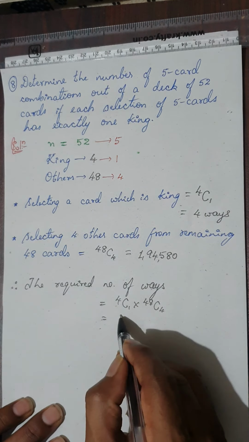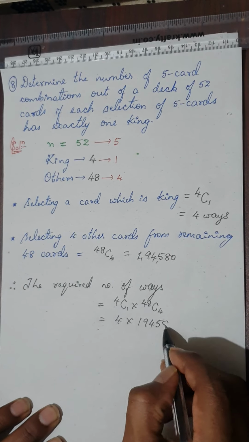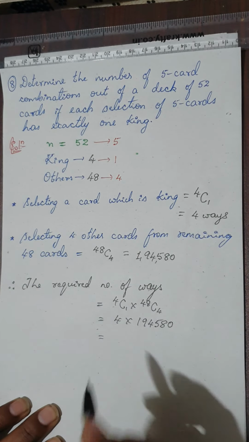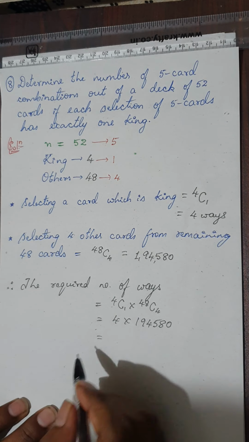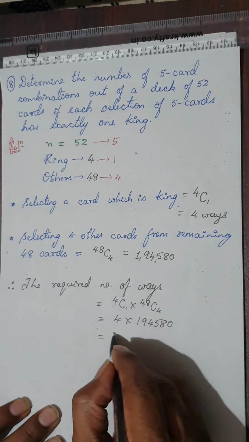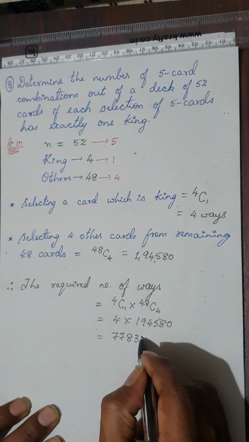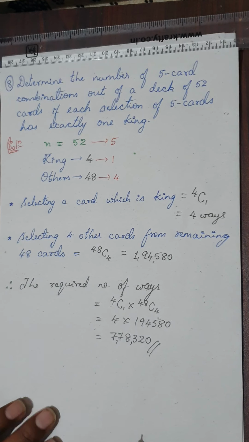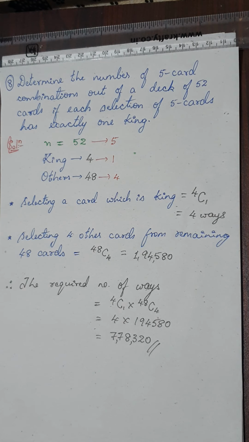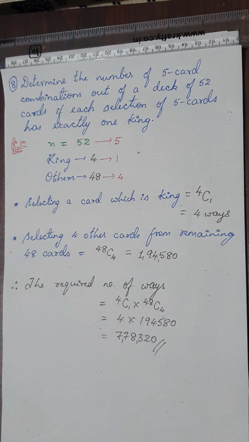combination. So this is nothing but 4C1 is 4 into the value 1,94,580. So if you multiply this by 4, you will get the final answer as 778320. That would be the correct answer, 778320. So that is nothing but 7,78,320 combinations. Okay, is it clear? Hope. Fine. So that is the final answer for this question. Let's move on to the next one.